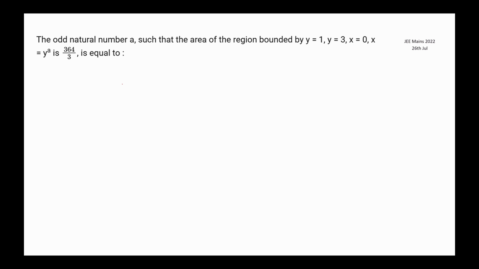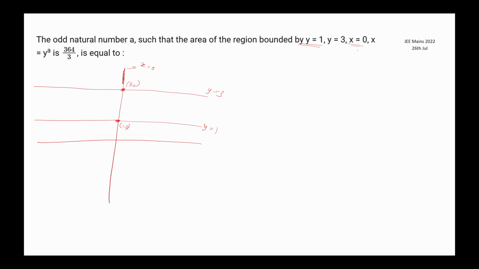So again, let us draw the diagram. Let us first draw our coordinate axis. Now they've told us the first line is y equals 1. So it is going to be this one. This is our 1, 0, let's say. What is our second line? y equals 3. So this is my second line, 3, 0. They've told us another one is x equals 0, that means my y axis. This line here is my x equals 0. This is my y equals 3, y equals 1, and the other line is x equals y to the power a.